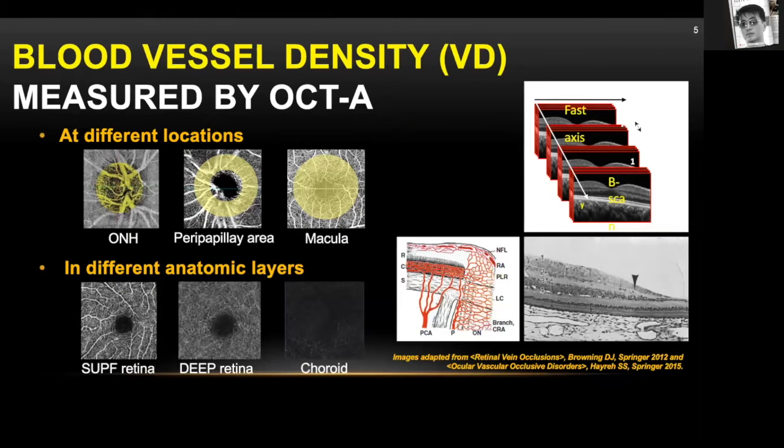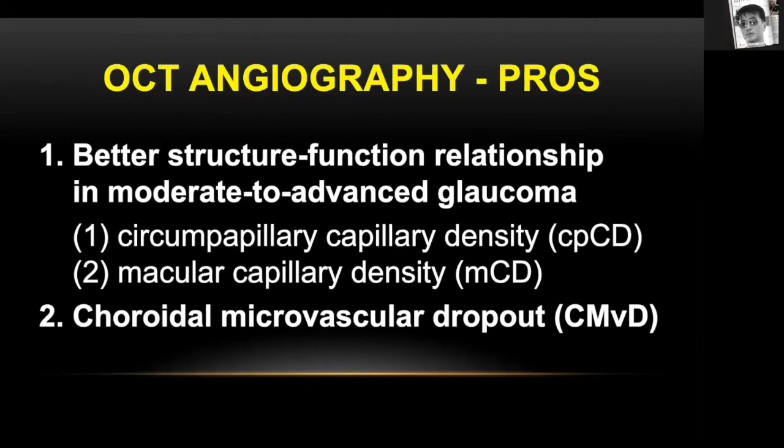Now we have OCT angiography, and we can measure blood vessel density at different locations and at different tissue depth. The vessel density measured by OCT-A is believed to reflect the flow of red blood cells. I've summarized some pros of OCT-A. Firstly, OCT-A shows better structure-function relationship in moderate to advanced glaucoma in terms of circumpapillary or macular capillary density. Secondly, using OCT-A, we can observe novel pathologic findings like choroidal microvasculature dropout. Now let's get into more detail.